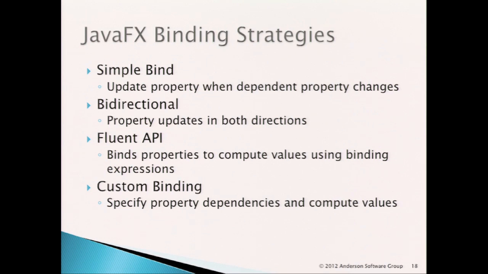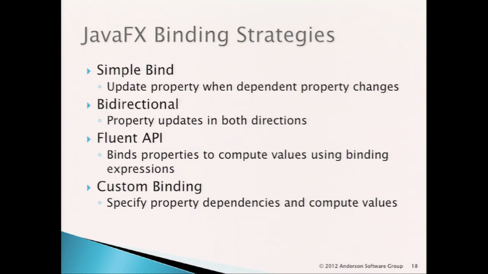The concepts are that simple binding is updating a property when a property that's dependent on that changes, and this is a one-way change update. So it's just one way. But if you need to have it in both directions, you can set up a bidirectional binding, and that would be a two-way change update. And we'll have some examples of these coming up when you see them in a few minutes.